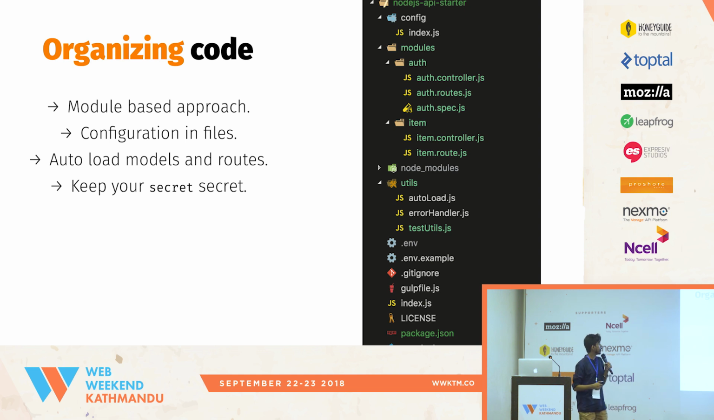I will explain why. I modularize the application. I use everything as modules, not like MVC. So everything related to auth has its controller and its own route plus some tests also in a single folder. If I need to change something in the auth module, I just go there. I also have other modules, like items. Here it also has its own controller and its own route. And I have a utils folder, where there is an auto-load, which I will explain, and an error handler.